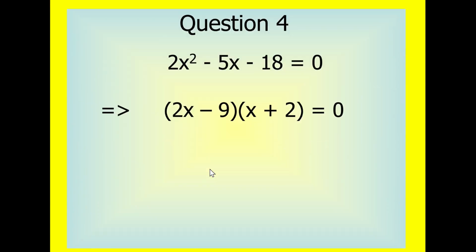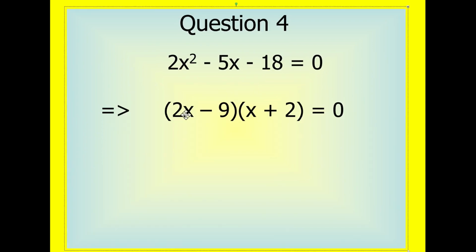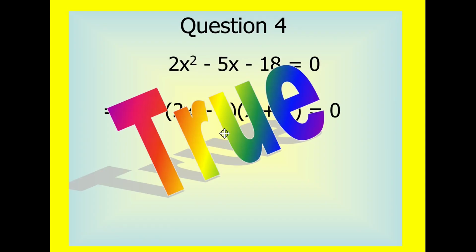Question 4. This one is true. You could have actually done this one by expanding the bottom one out. I guess I was hoping that you try and factorize it, just practicing that skill. One's got to be positive, one's got to be negative. We've just got to try 2 and 9, or 9 and 2, 1 and 18, or 18 and 1, and this is the one that works out.